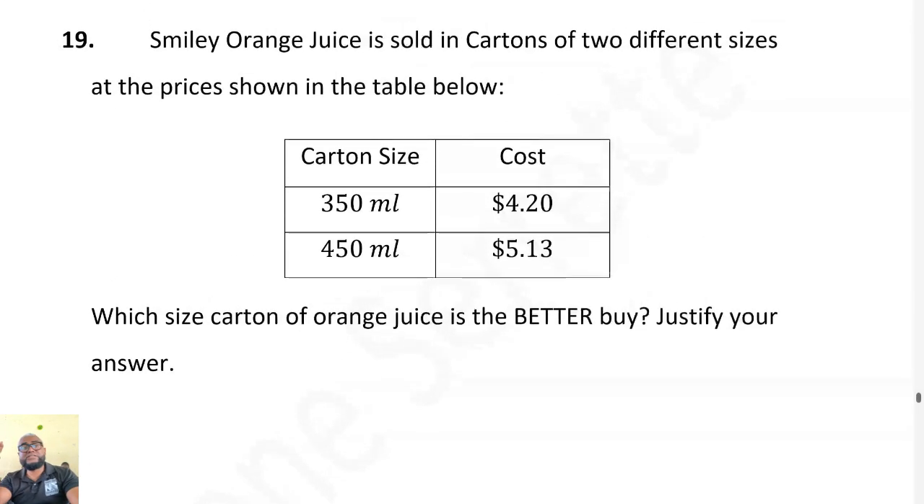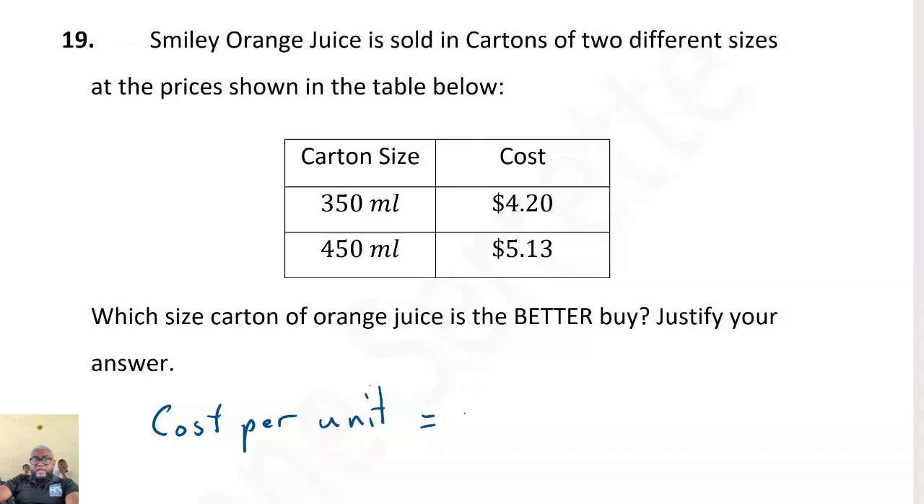So they gave us Smiley orange juices sold in cartons of 2 different sizes at the prices shown below. The carton size is 350 milliliters and the cost is $4.20. Then we have 450 milliliters, which is $5.13. Which carton of orange juice is the better buy? Justify your answer. So we're trying to find the cost per unit. All you have to do to find the cost per unit is divide.